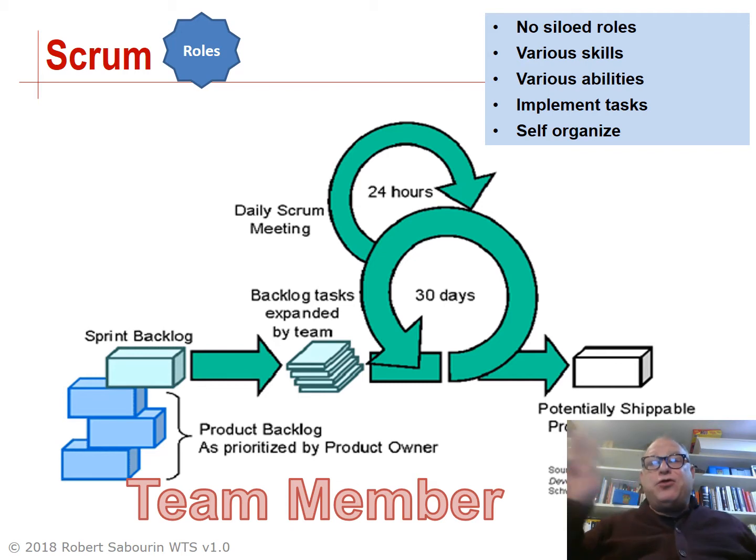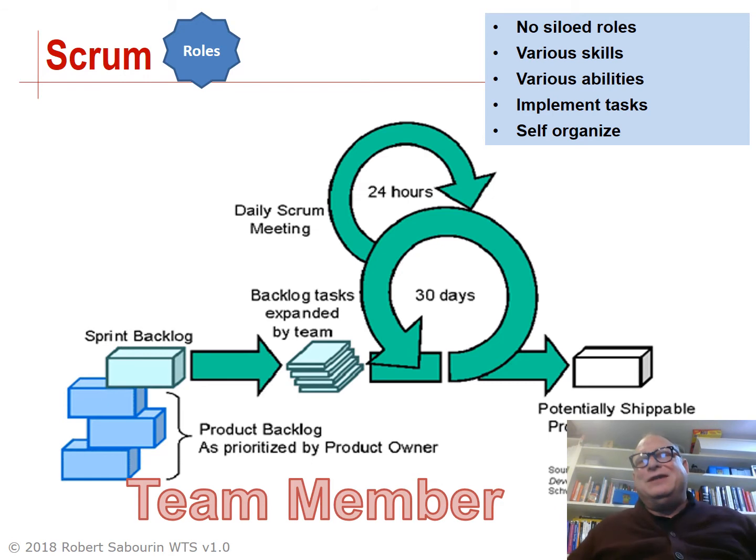Then the third role in Scrum is that of the team member. Indeed, there are no siloed roles in Scrum. There's no tester in Scrum. There's no programmer in Scrum. There's no technical writer in Scrum. In Scrum, indeed, what we have are people who are a team of technical professionals trying to get the job done, and they don't hide behind a role.